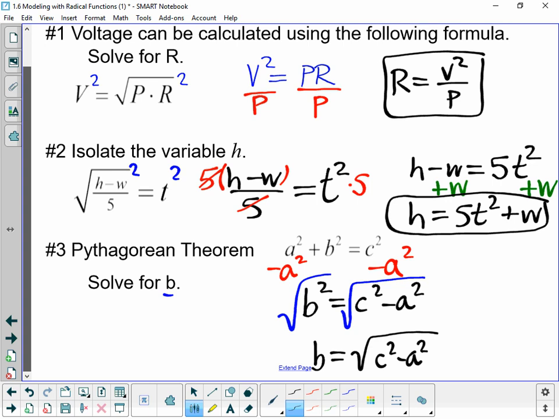Be careful here, this is not the same as C minus A. The root can't reduce those two powers separately when they're being subtracted from one another. You literally just have to leave it like this. So be careful on that.